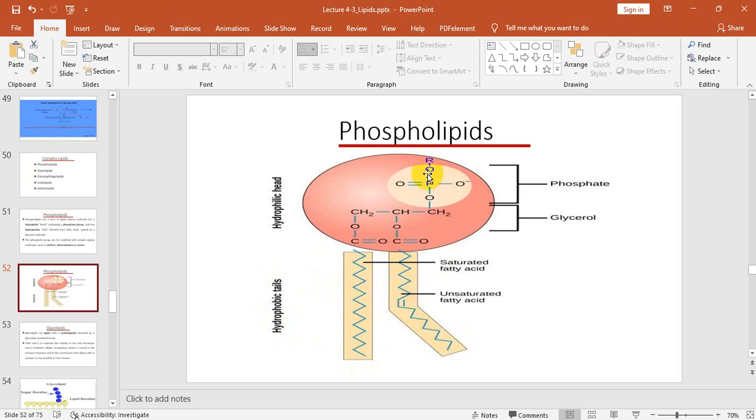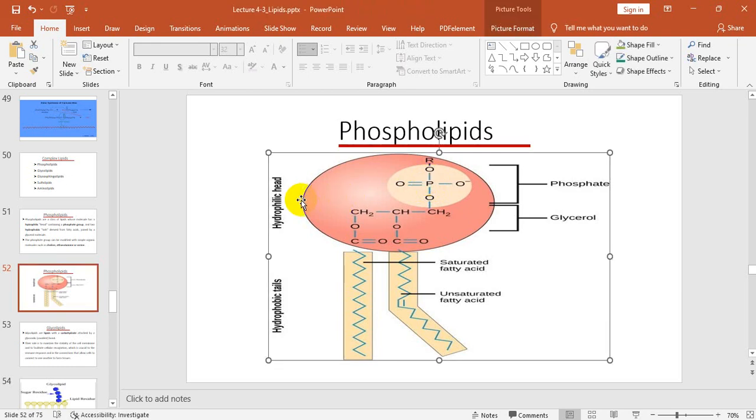Then we have the phosphate group. This is the phosphate group. It's not phospholipid group, it's a phosphate group. And the phosphate group is hydrophilic because it is charged. Anytime you see a phosphate, it's negatively charged. That's why you can see a negative sign here. This is a negative sign. So it's a phosphate group.